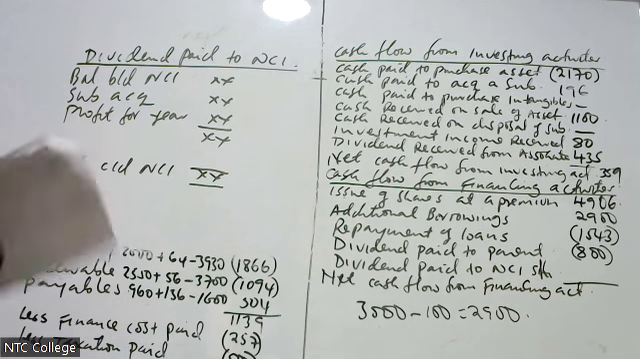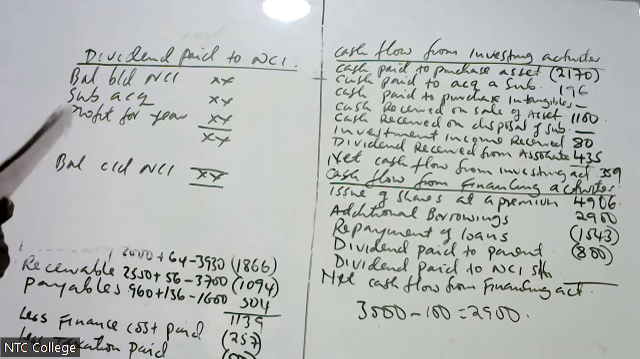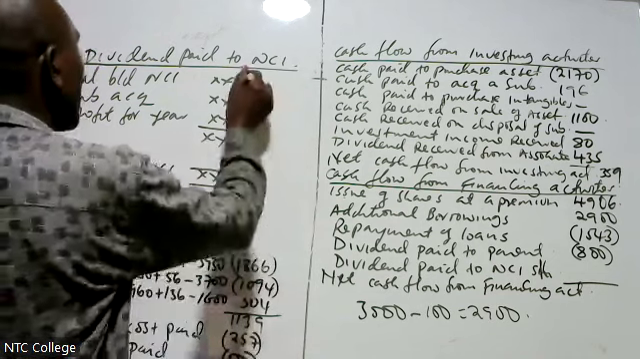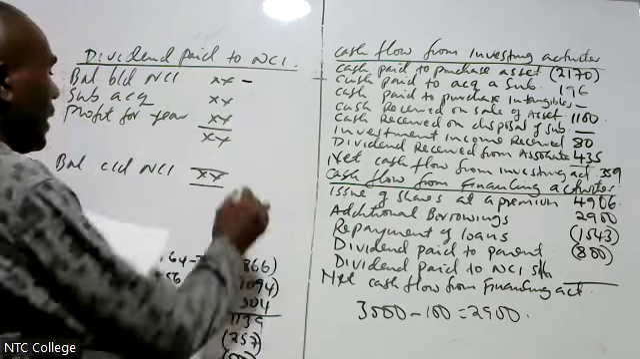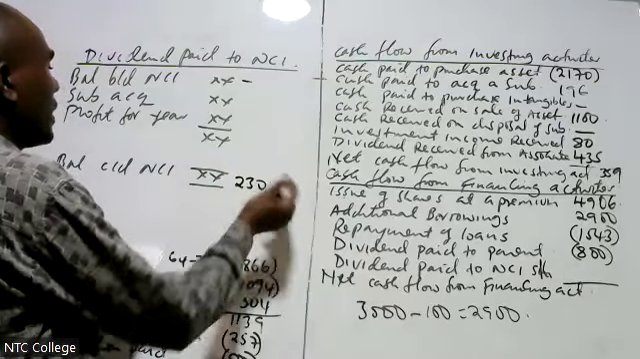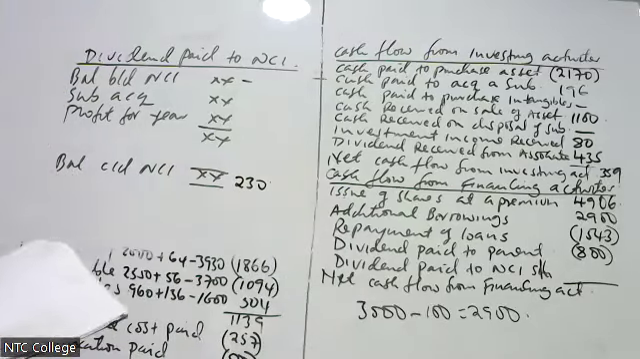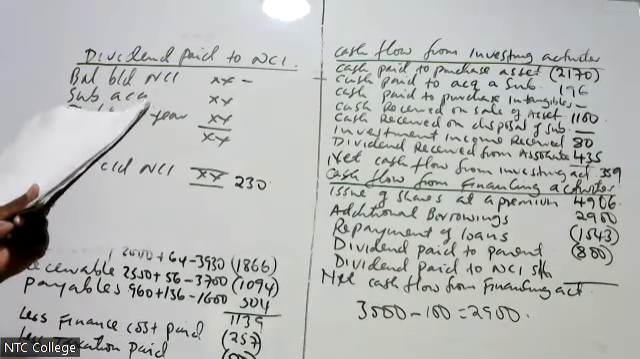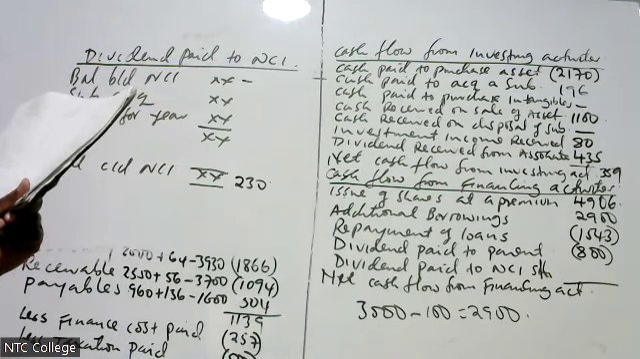Therefore, I'm going to compare NCI in the balance sheet. From the previous year, my NCI was dash. There was no NCI. In the current year it is 230. I'm just checking NCI in the balance sheet.